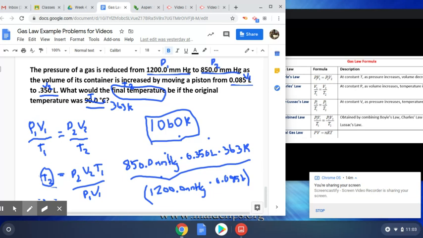Now, the question originally gave us the original temperature in Celsius, but it didn't specify that our answer needed to be in Celsius. So if you wanted to, you could put it in Celsius and subtract 273 from this number. But really, as long as the question doesn't make you convert it, you don't have to. If we wanted you to convert it, we would specifically say, what's the final temperature in Celsius? Okay, so that's it.